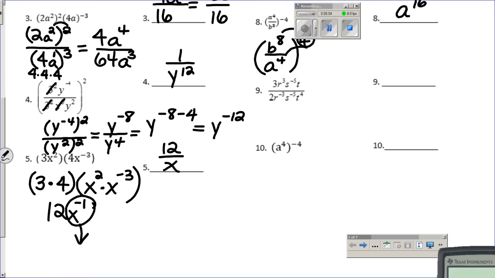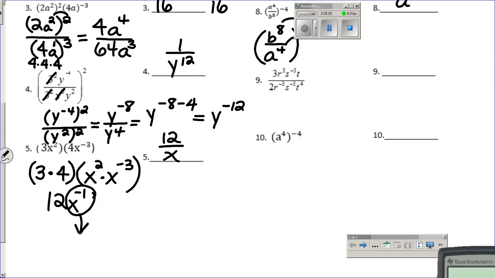Okay, and number 9, we're dividing. We have 3 divided by 2. 3 is not divisible by 2, and they do not have any common factors, so we cannot simplify 3 over 2. We'll just keep that. If you look at your r's, you have, let me just write this out, you have your r to the 3rd power, and you're going to subtract a negative 3.